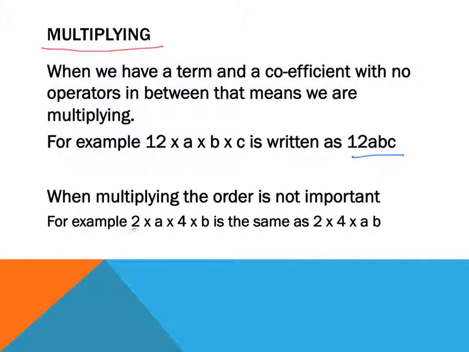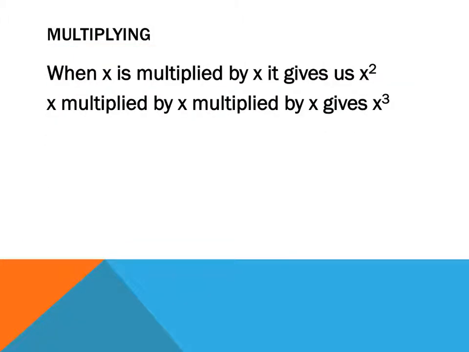For example, 2 multiplied by a multiplied by 4 multiplied by b could be written this way as well. It doesn't really matter the order in which you multiply. When x is multiplied by x, it gets us x squared, as we've learned in the last few lessons. When x is multiplied by x is multiplied by x, it gives us x to the power of 3.